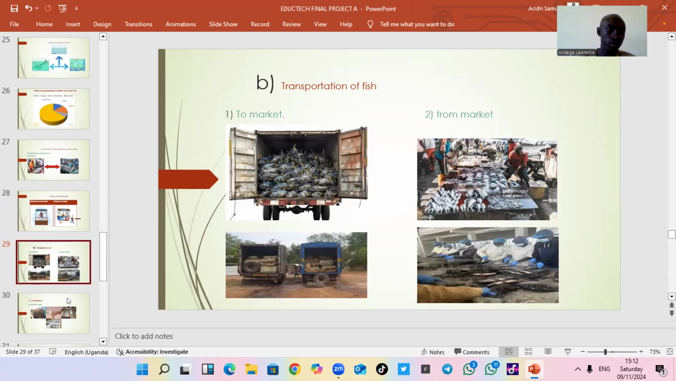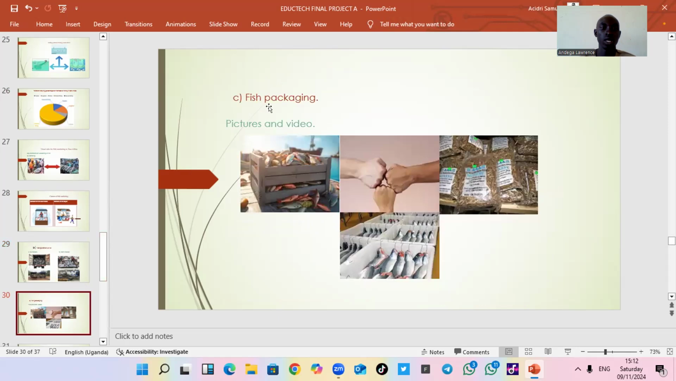And then, apart from that, we also have another concept in fish marketing, that is fish packaging. How fish is packed, especially after catching or in the market. We can see that in these pictures, that is supported by the mind map. I have used the mind map pictures to showcase fish packaging here.